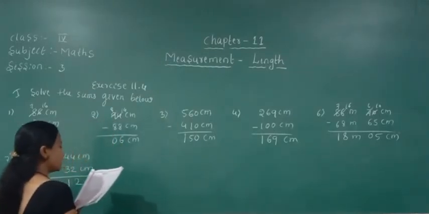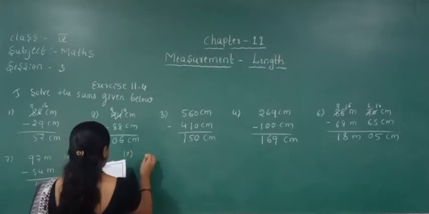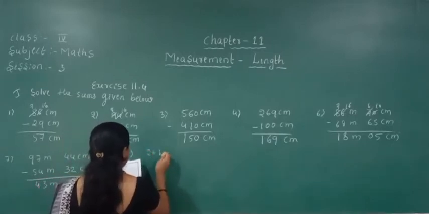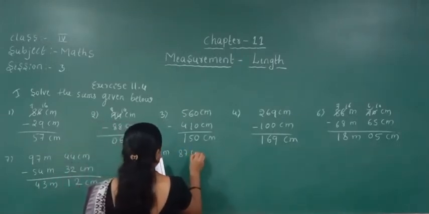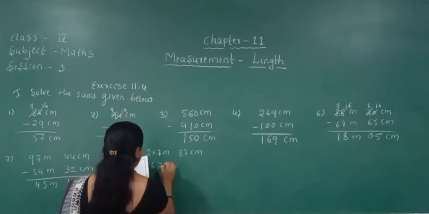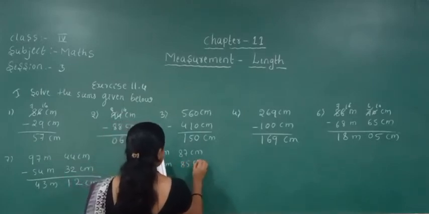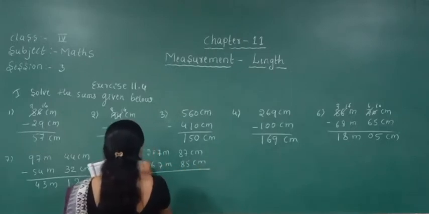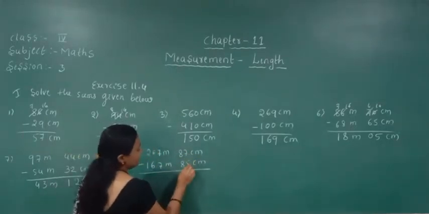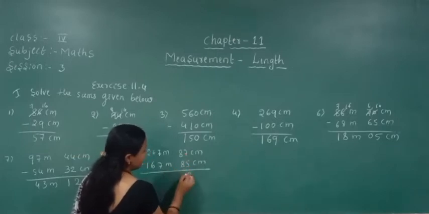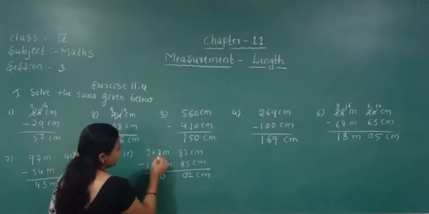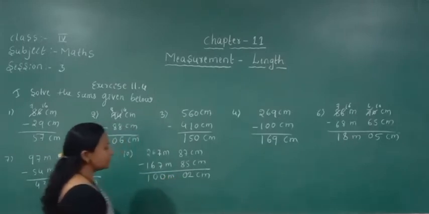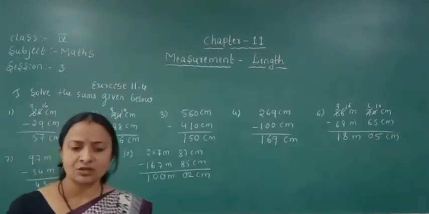Okay, students. The last one we will do is the 10th one: 267 meter 87 centimeter minus 167 meter 85 centimeter. Here, 7 minus 5 is 2. 8 minus 8 is 0. 7 minus 7 is 0. 6 minus 6 is 0. 2 minus 1 is 1. So the answer is 100 meter 2 centimeter. Understood this one?